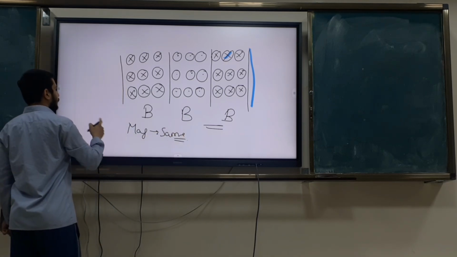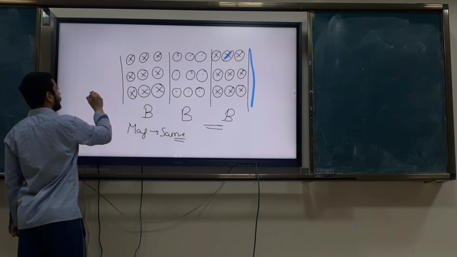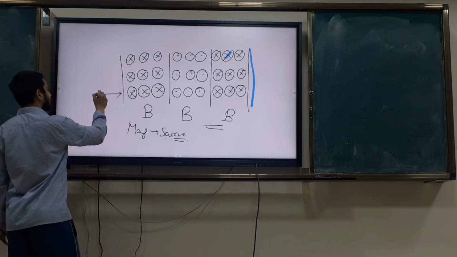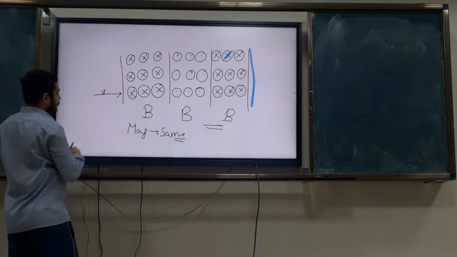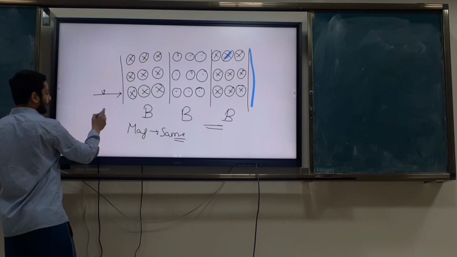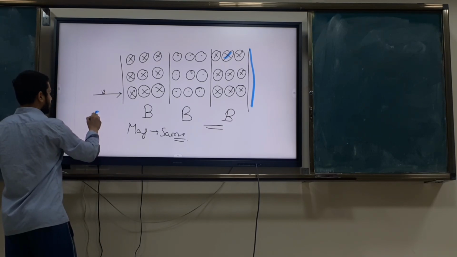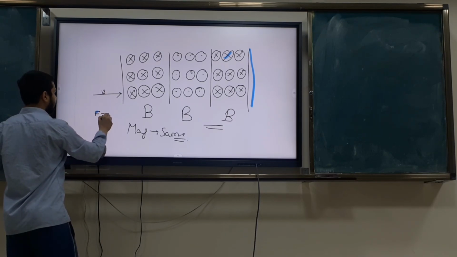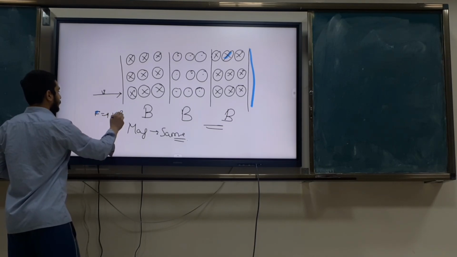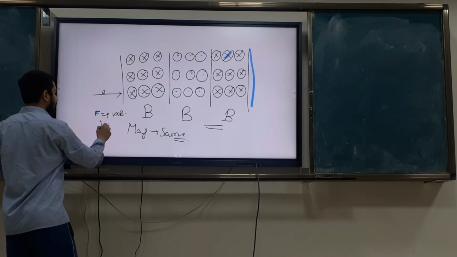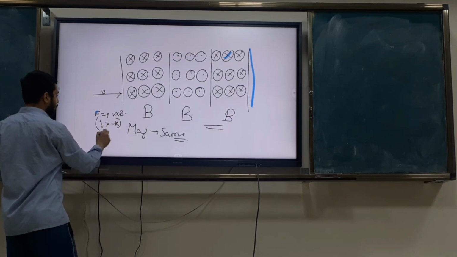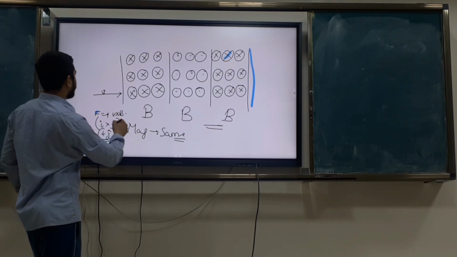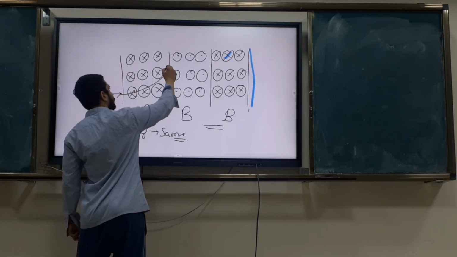Suppose a charge is sent like this with velocity v. By the palm rule, the direction of the force is upward. We can also tell by F is equal to q v cross B. v is in plus i and B is in minus k. So i cross k is minus j, but one more minus is also there, so the force is in the plus j direction.